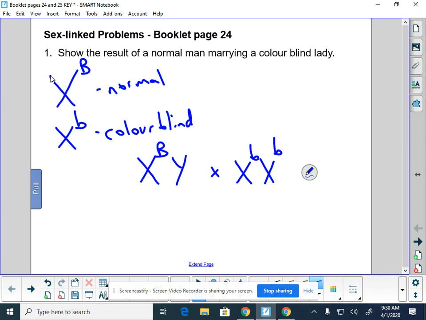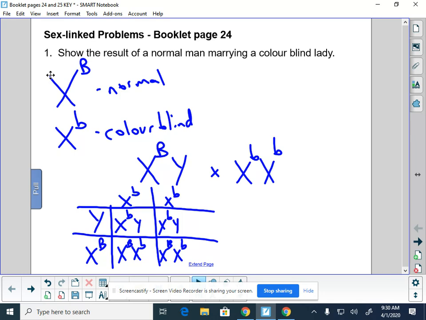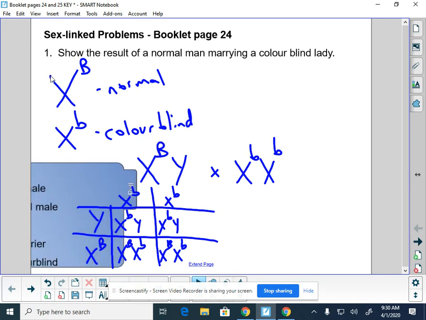You set up your Punnett square just like always. You've got your gametes for the male in whichever order. You've got your gametes for the female in whichever order, although in this case they're the same. You do your cross: X big B, Y, X little b, Y, X big B, X little b, X big B, X little b. And then you show your phenotypic ratios, which I've pre-created.